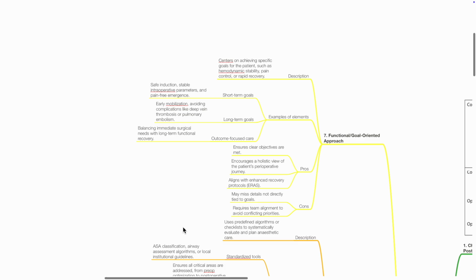It aligns with ERAS protocol. Cons. This approach may miss details not directly tied to goals and requires team alignment to avoid conflicting priorities.